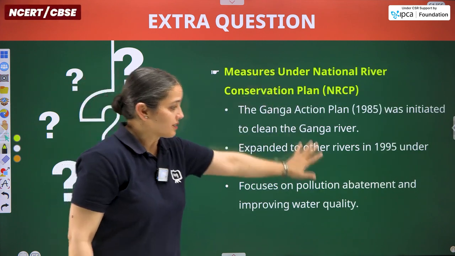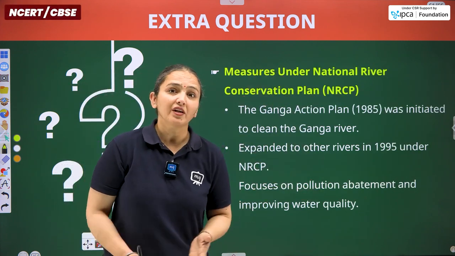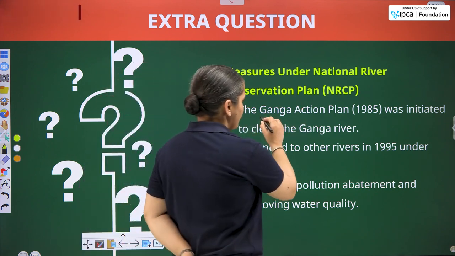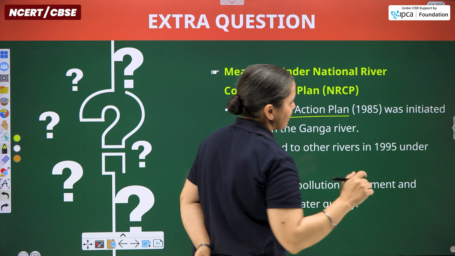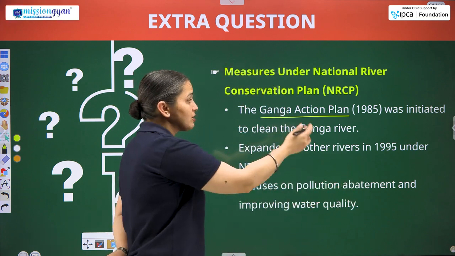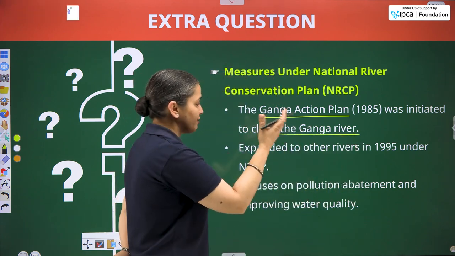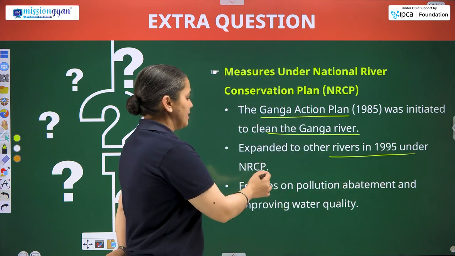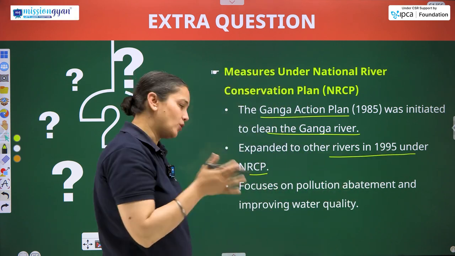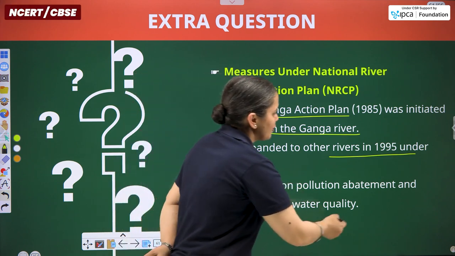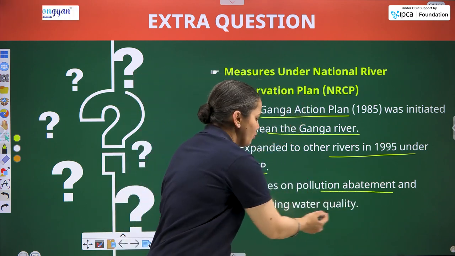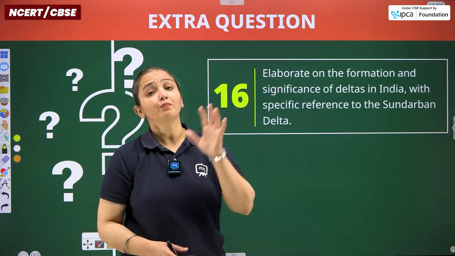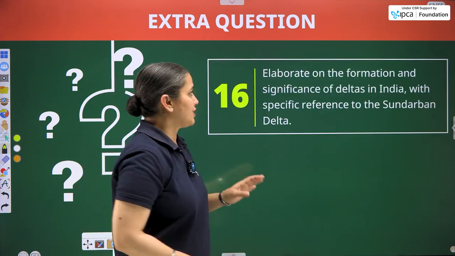We do have some measures that were initiated by the Indian government under the NRCP. The Ganga Action Plan was taken up in 1985, the first ever. It was initiated to clean the Ganga river, to preserve the river water, and was expanded to other rivers in 1995 under the same plan, NRCP. It focuses on pollution abatement and improving water quality, that is conserving the river water and protecting it from pollution.